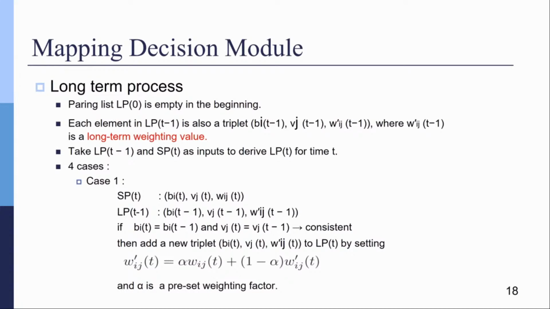The first one is that packet BI and vehicle VJ are paired together in both results. Then we keep the pairing results and update only W prime IJ of T as follows.